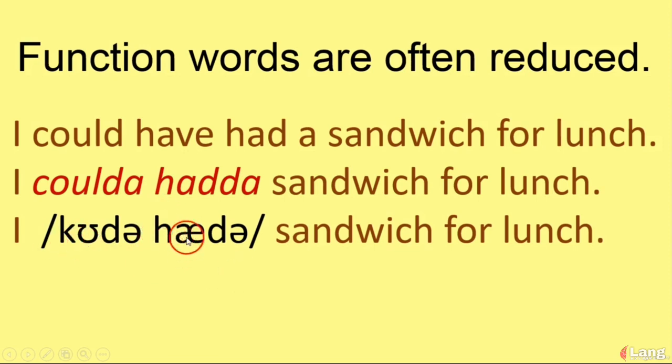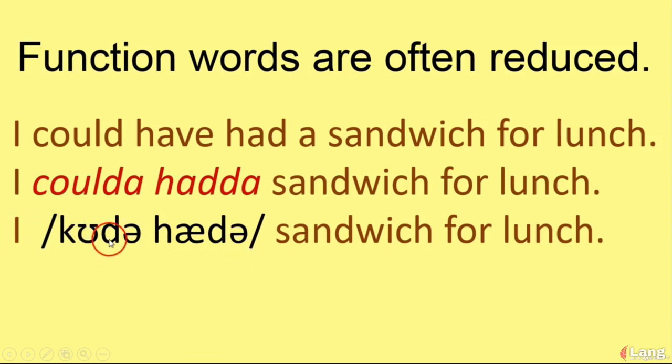We know the letter H. This symbol here, which looks like the letter A and E stuck to each other, is representing the sound a, like in sandwich, and have, and had. The letter D, that's the same, like in dog, d. And then here's our schwa again. And so this would say coulda, hadda.